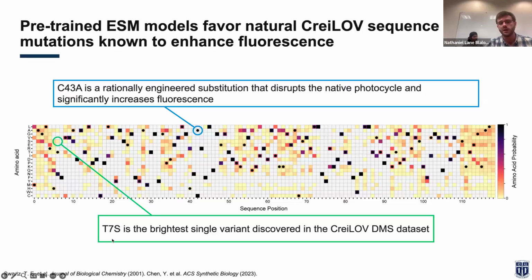This is the best known, or the brightest, single variant discovered in the CreiLOV DMS dataset. And you can see that the wild type residue, with these black circles, is preferred as well as another, I think that's, but you basically T7S had a very likely chance of being added to the sequence, which just goes again to show that if you were to just take the pre-trained protein language model and see what its probabilities were for adding a mutation, it could very likely steer you in the wrong direction.